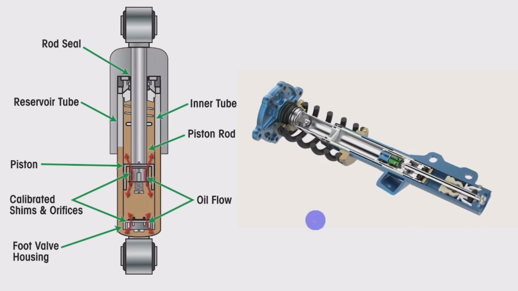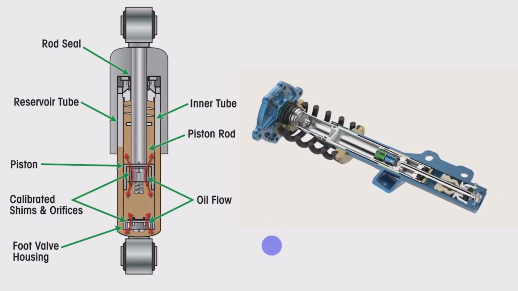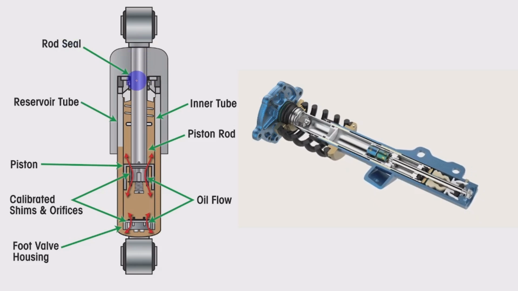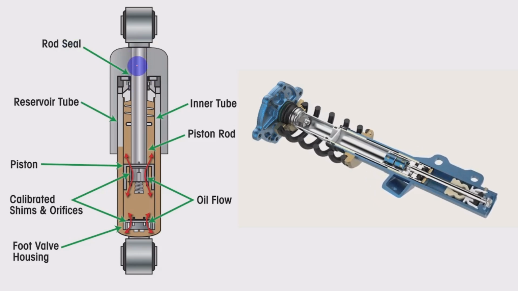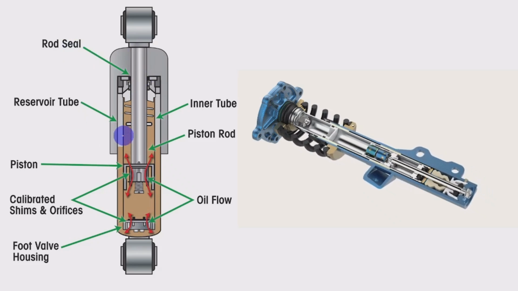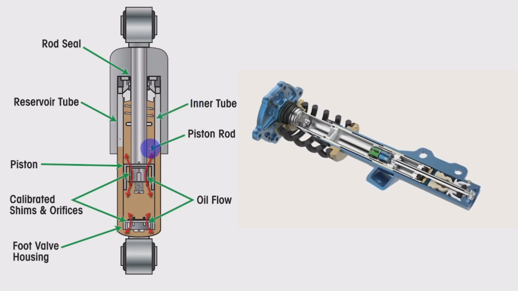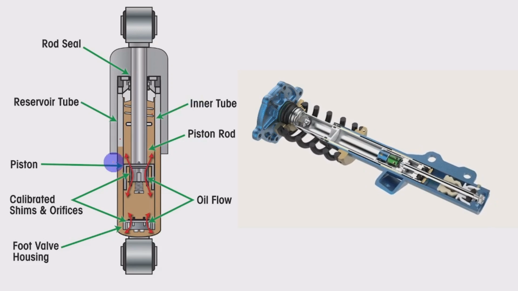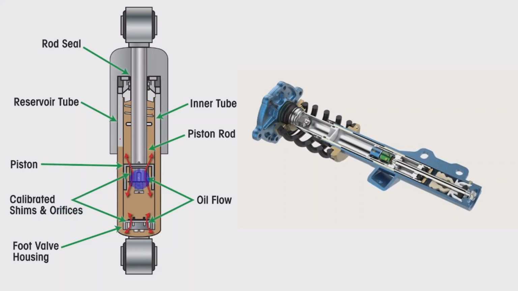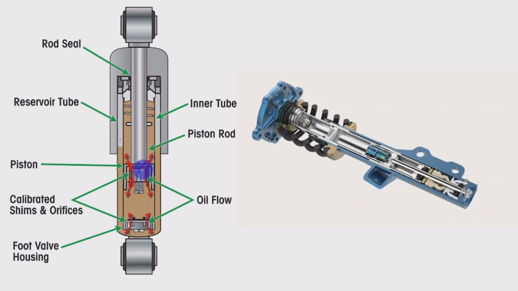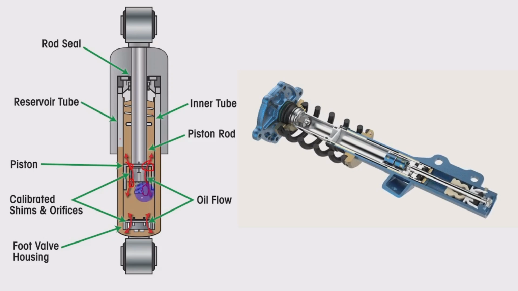And here we'll see first the hydraulic type of shock absorber. The parts we have seen, once again we'll see here. The rod seal, here the rod which is connected to both ends. And here the reservoir tube outside, already we have shown. The inner tube where the fluid is flowing. Then the piston rod, the piston. And through the piston, there are calibrated shims and orifices. These are calibrated in order to absorb the particular shock or movement.